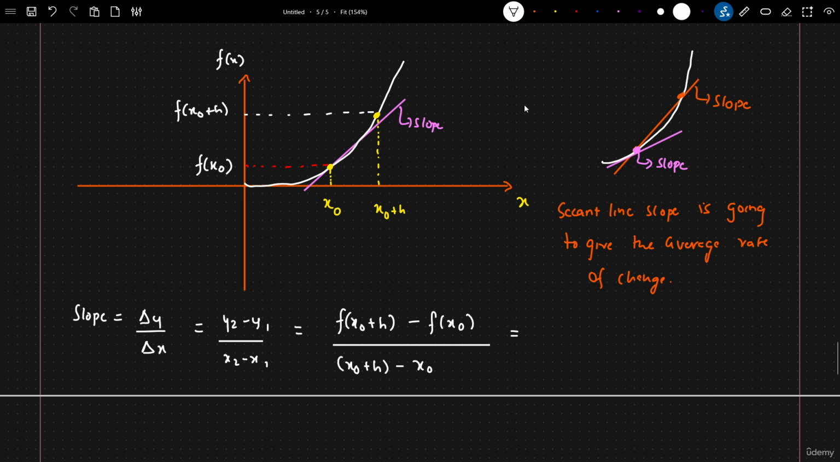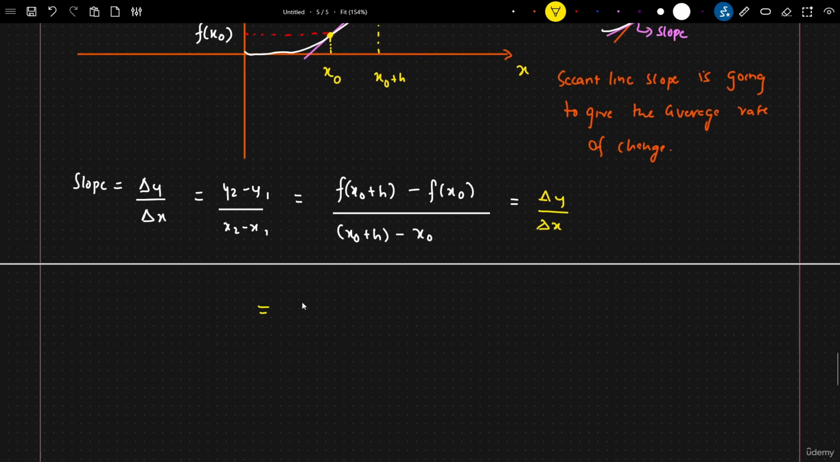So this is my delta y by delta x. Now if I further go ahead and calculate it, you'll get the most generic equation that I can write: f of x0 plus h minus f of x0. With this, if I expand the denominator, x0 and x0 get cancelled, and finally I get h over here.